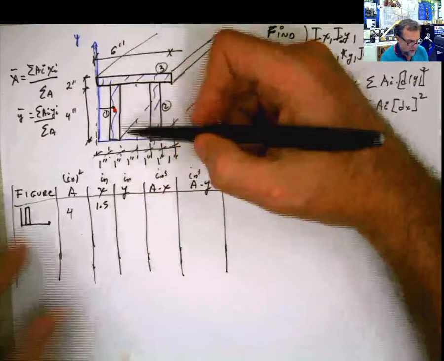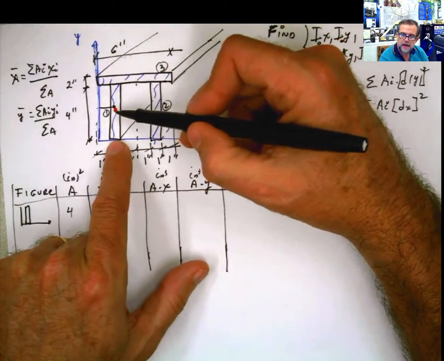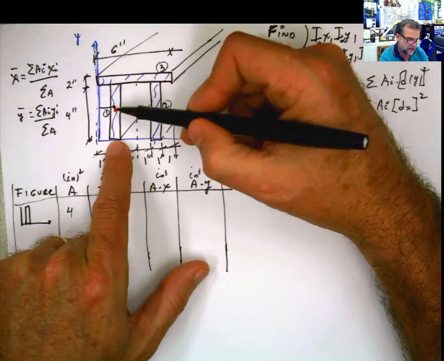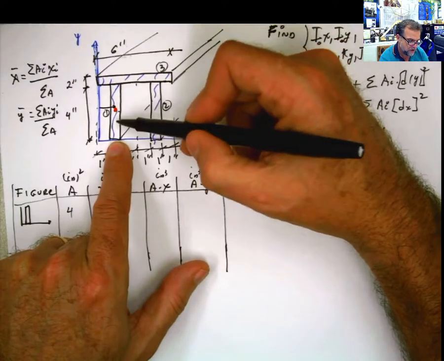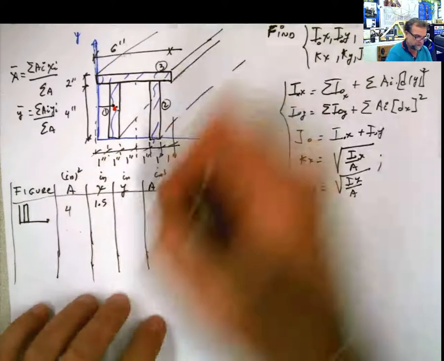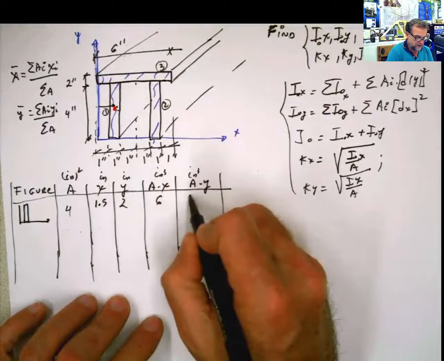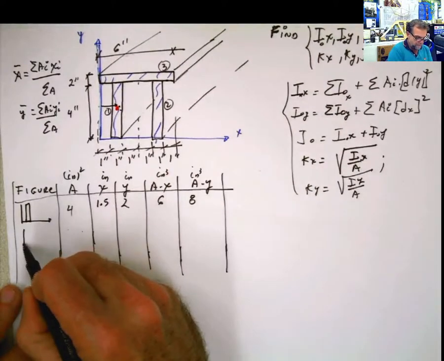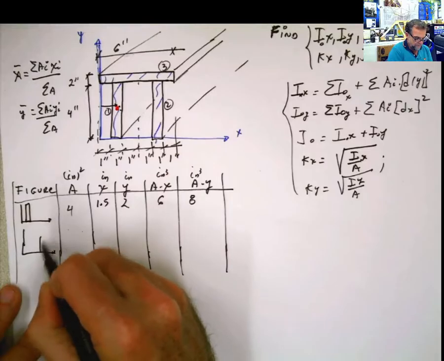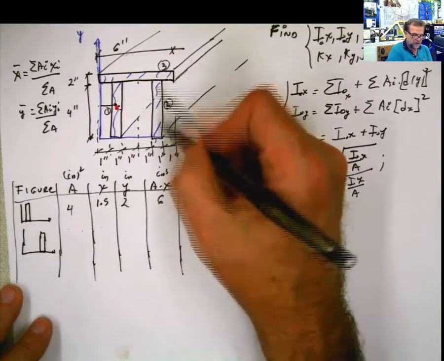Now in the y direction, this is a rectangular area, so my center is going to be at half the height. The distance from here to here, if this is 4, is going to be 2. Multiply this times this, 6, multiply this times this, 8. Figure number 2. Somewhere here, that's my figure number 2, this figure here.